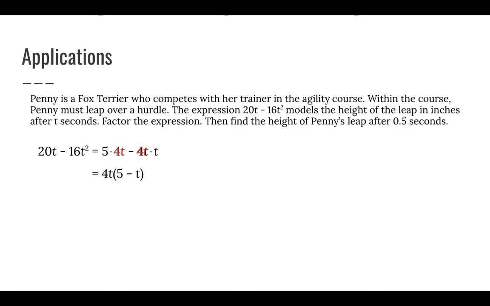Now we're going to move on to the last part of the question. It says, how high is Penny's leap after a half a second? So where I see the letter t, I'm going to substitute in that 0.5, and I'm going to go ahead and multiply it all out. 4 times 0.5, so that's asking what's half of 4, which is 2. 5 minus 0.5 is 4.5. 2 times 4.5 is 9. So after a half a second, the dog is 9 feet in the air.